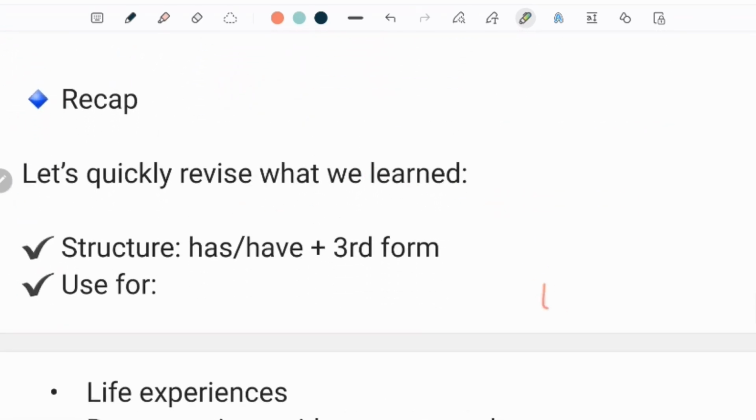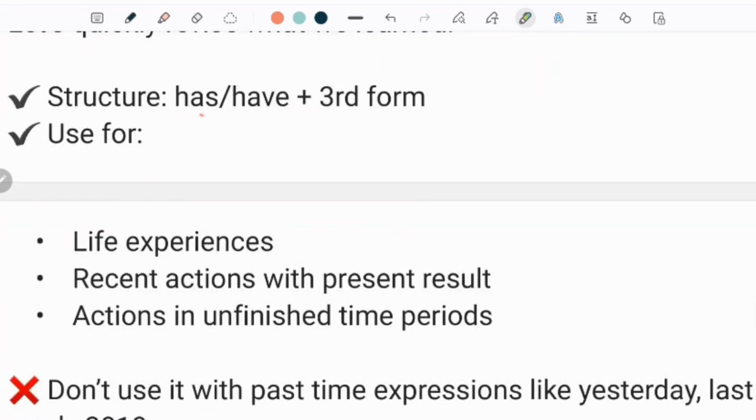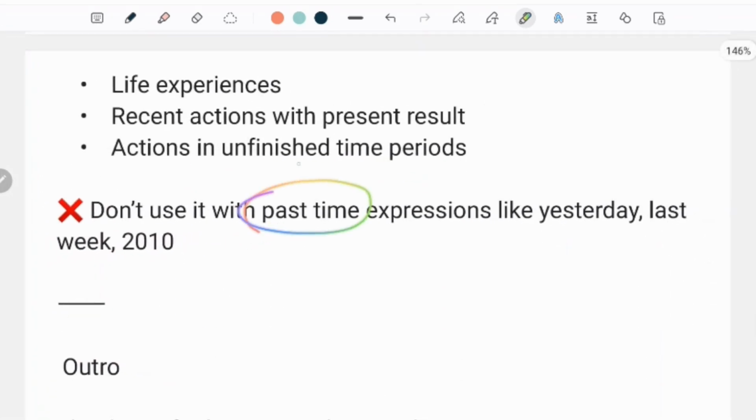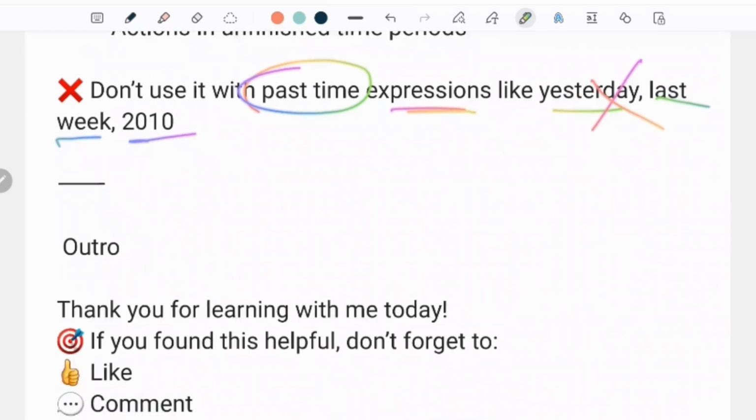Recap. Let's quickly revise what we have learned. Structure is has, have plus third form. Use it for life experiences, recent actions with present result, and actions in unfinished time periods. Don't use it with past time expressions like yesterday, last week, 2010.